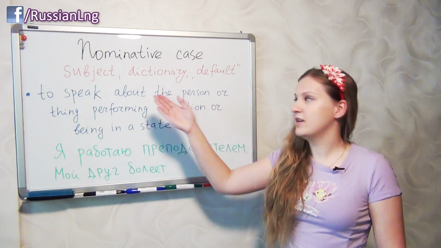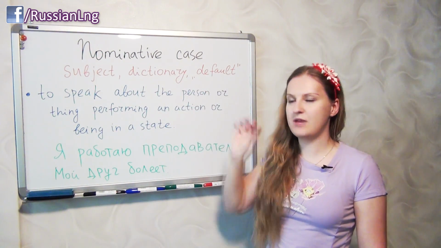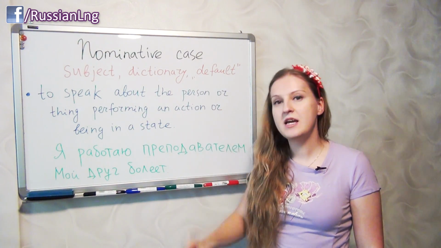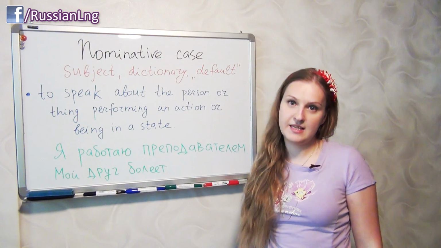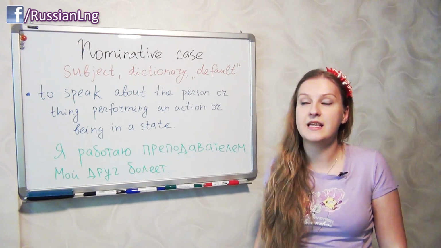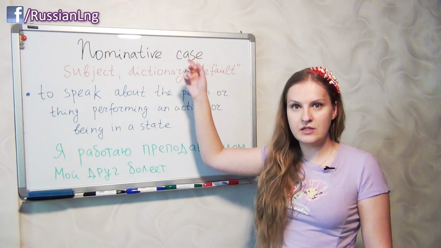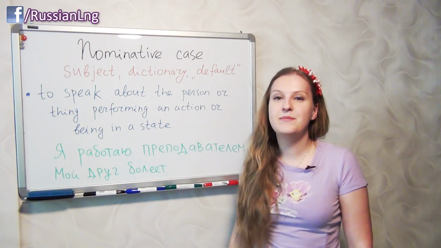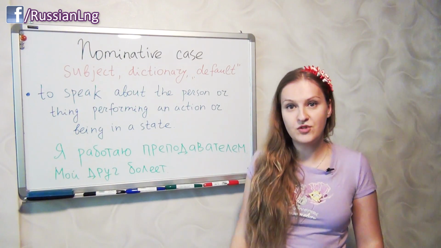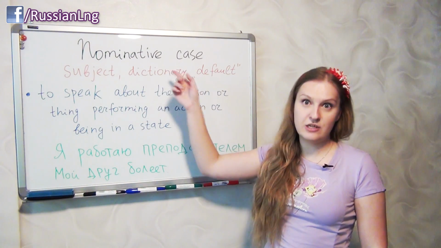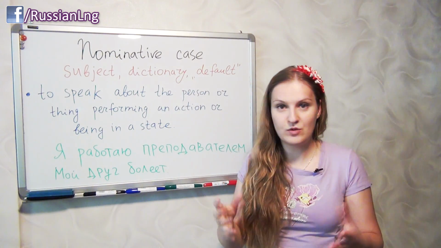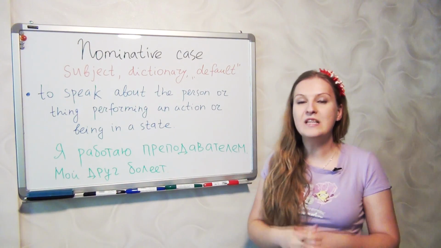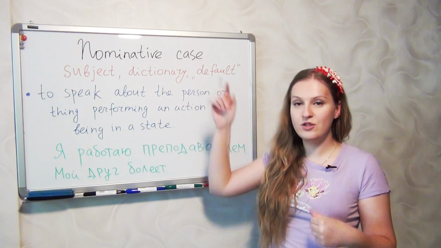So, here in red, we have three key points. The first one, subject. It means that we use the nominative case when we write a subject in a sentence, or when we create a subject of a sentence. So, a subject is always in the nominative case. The second one, dictionary. It means that all the words in a dictionary are always given in the nominative case. So when you try to search for a translation of an English word, you always find a Russian word in the nominative case.